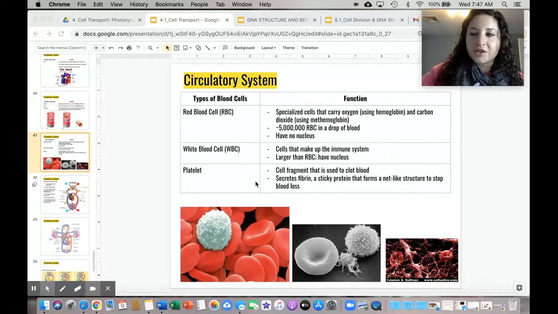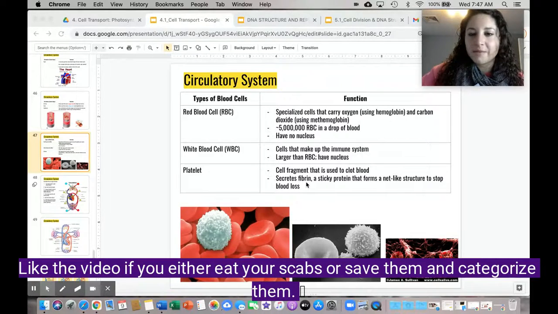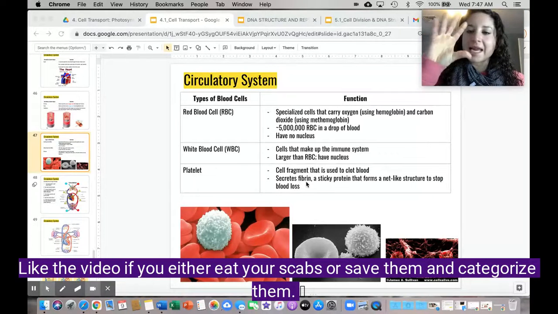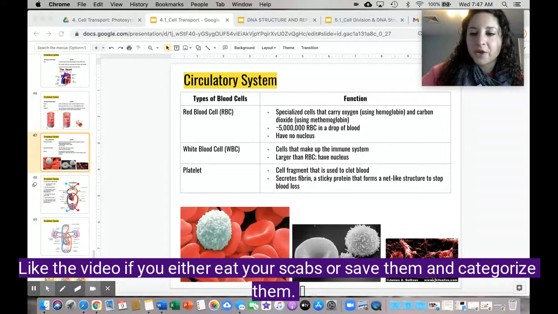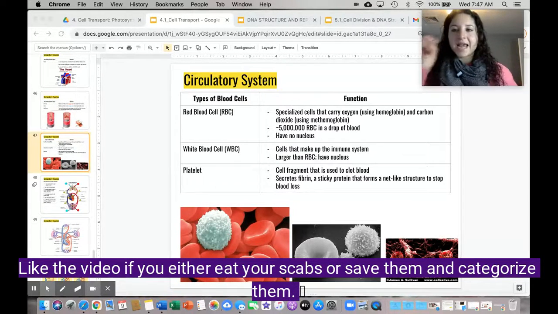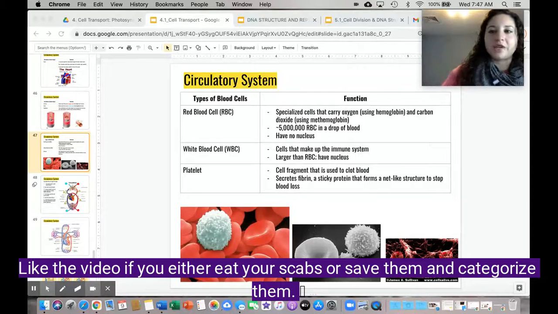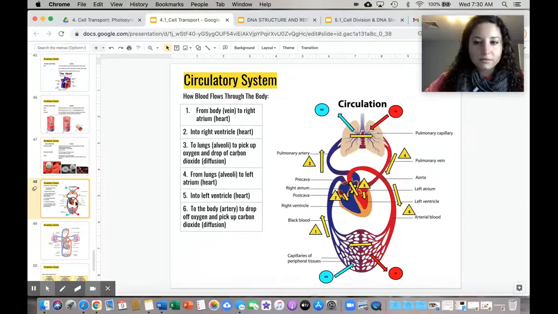The way that they do this is they secrete a protein called fibrin. It's a sticky protein, and it acts sort of like a net to stop blood loss from happening. So that's what you're seeing here, that net-like structure from the fibrin that the platelets are secreting. And that net-like structure is what would create your scab if you get a cut.